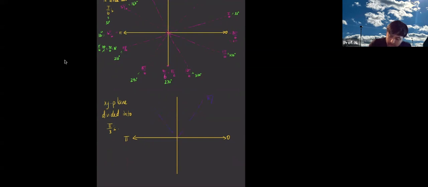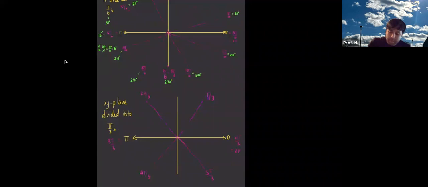So this is pi. Might be a little too faint, right? Yeah, let me just use the pink. This is pi over 3. Then the next slice would be 2 pi over 3. Then the third slice would be 3 pi over 3, which is just pi. Then this would be 4 pi over 3. Then this would be 5 pi over 3. And then finally 6 pi over 3, which just gives me 2 pi.